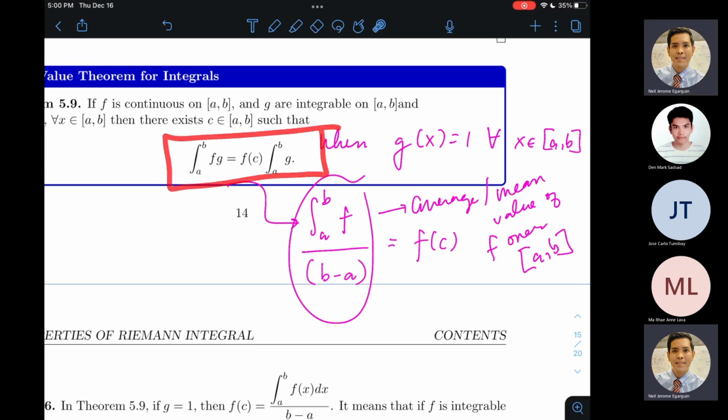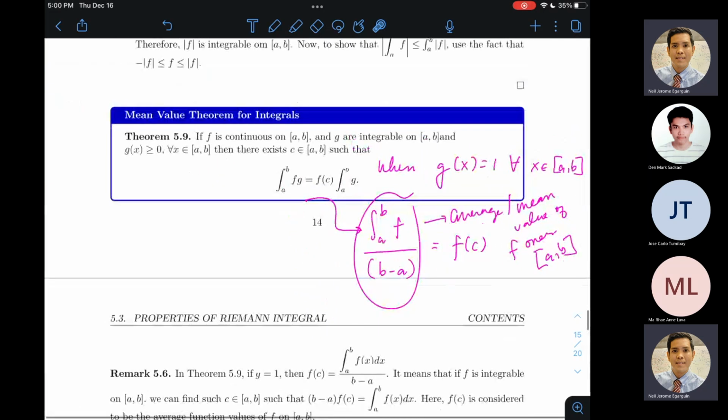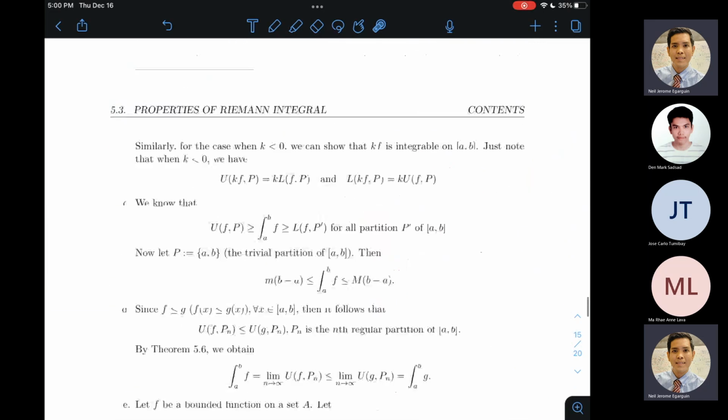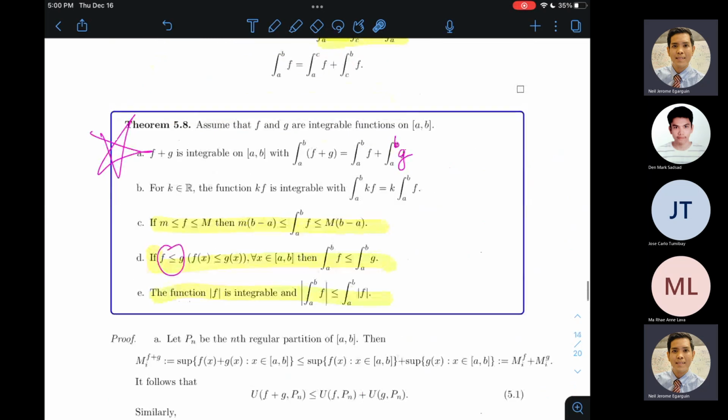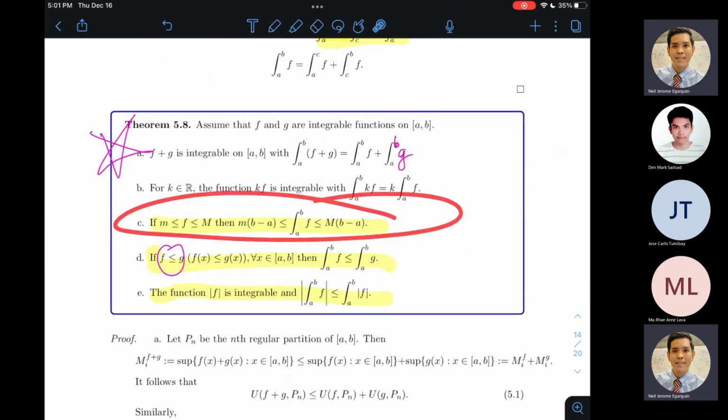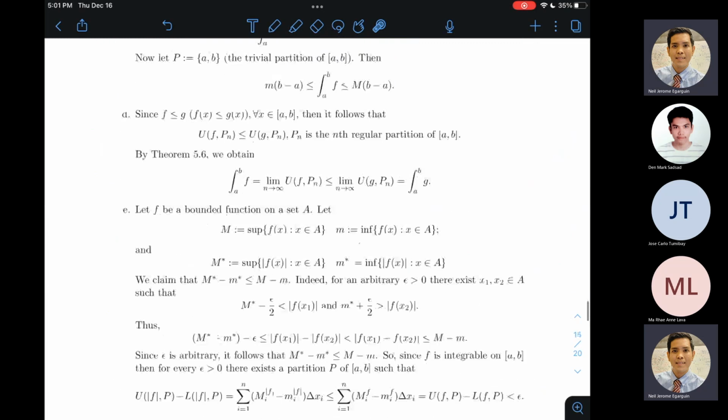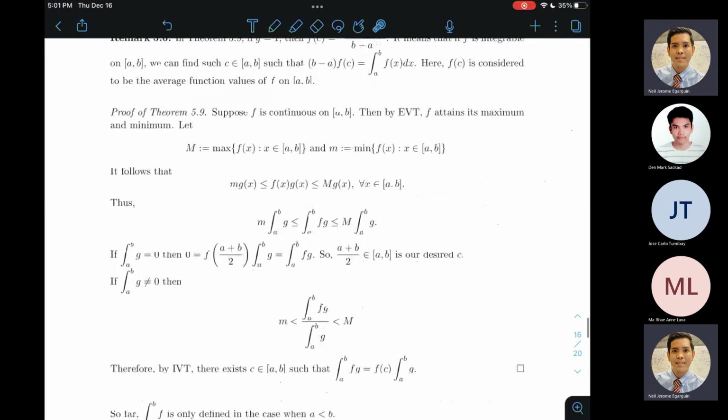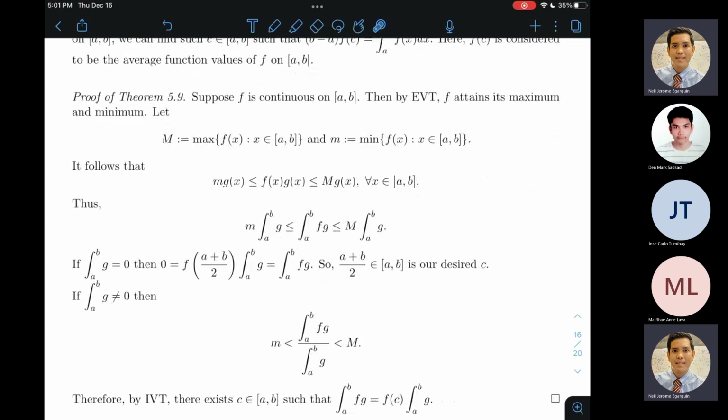Pero ito, yung generalized, and I think other texts call this the generalized mean value theorem for integrals, or I think some call it the, if I'm not mistaken, kindly check me on this, the Cauchy mean value theorem for integrals. Okay? And then let's try to prove it. Hindi ganun kahirap yung proof niya. Gagamitin ko lang yung theorem 5.8, I think section F yung gagamitin ko. Tignan natin kung mag-work nga siya. Okay, may proof naman dito, sundan natin siya.